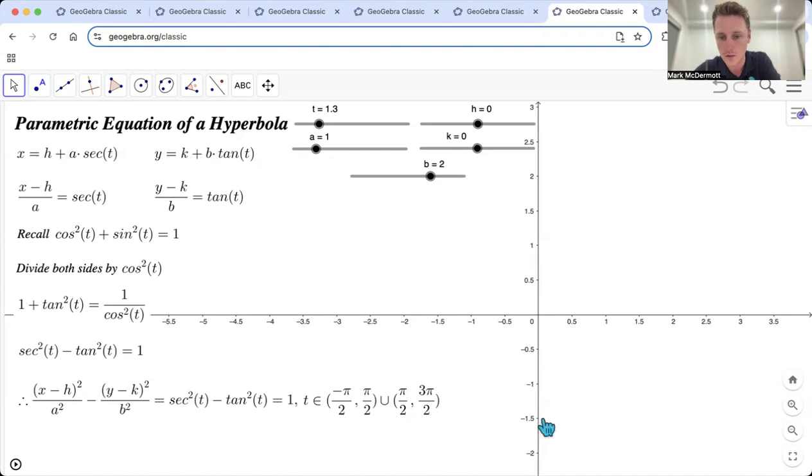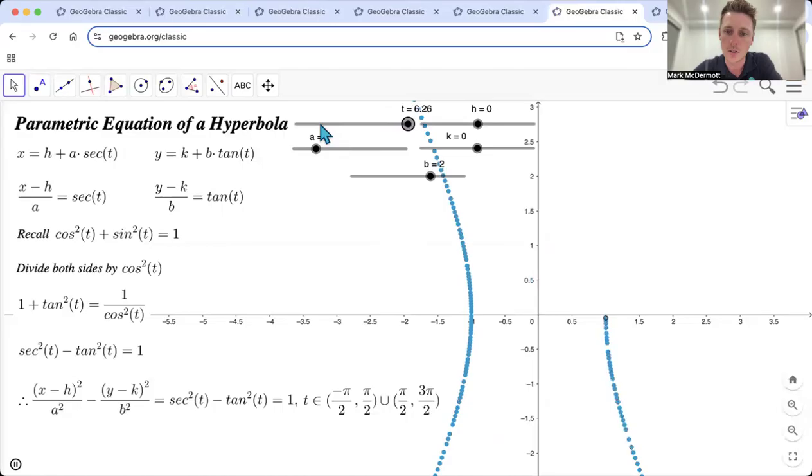So let me explain it here. Negative pi on 2 to pi on 2, you're fine, but you can't include the endpoints. Then from pi on 2 to 3 pi on 2, you're also okay, not inclusive. And so that should make sense when we graph it. So let's change the values of t and let's see what happens. We get this situation going on.